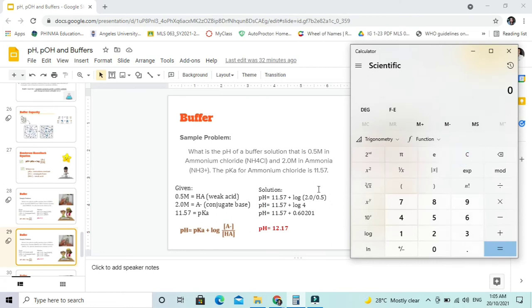So again, here in the parenthesis, 2.0 divided by 0.5 is 4. Logarithm of 4 is 0.60201. And then, just add 11.57. 12.17 is the final answer in this problem.